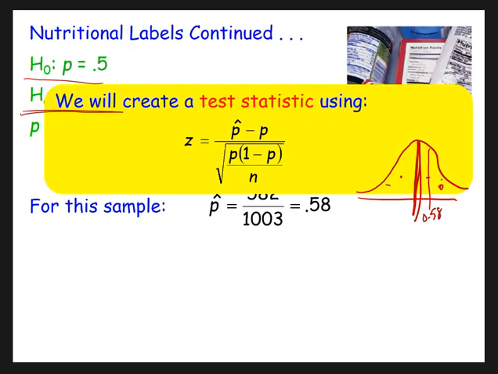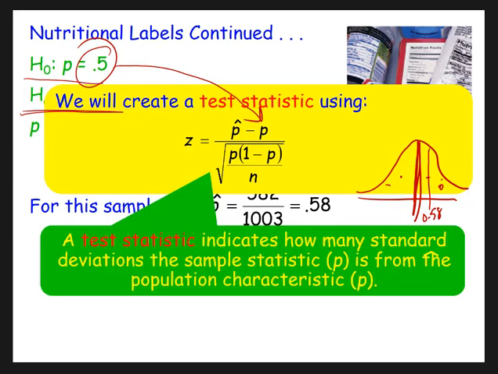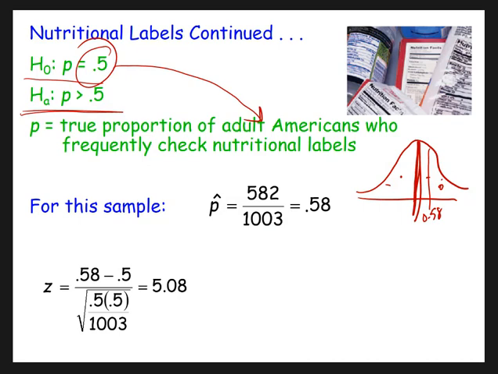So we have to create a test statistic. That's p hat minus p. Remember, p is the 0.5, the hypothesized proportion from the null hypothesis. So we're going to use those values, 0.5 for p and 0.58 for p hat. So 0.58 minus 0.5 divided by the square root of 0.5 times 0.5 over 1,003 gives us a test statistic of 5.08.